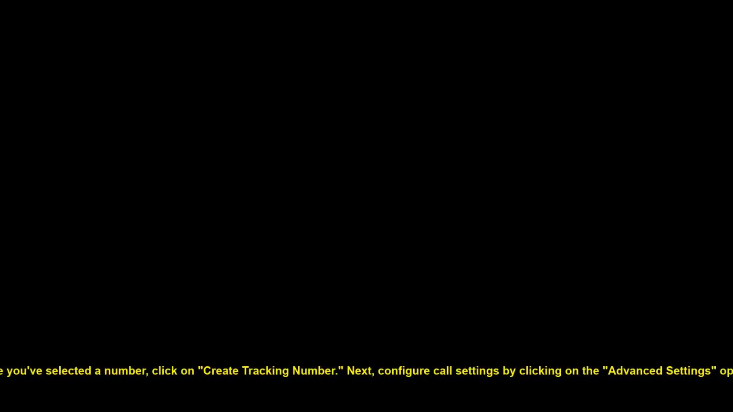Next, configure call settings by clicking on the Advanced Settings option. Here, you can set up call recording, custom greetings, and other preferences. Ensure you enable call attribution to track calls from specific sources effectively. After configuring the settings, save your changes.